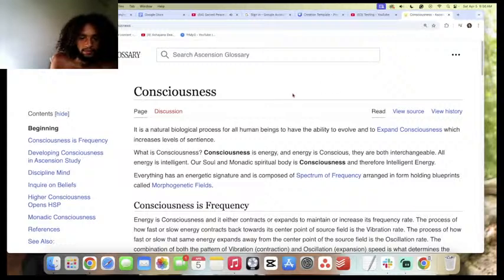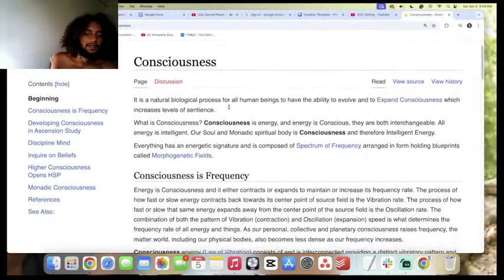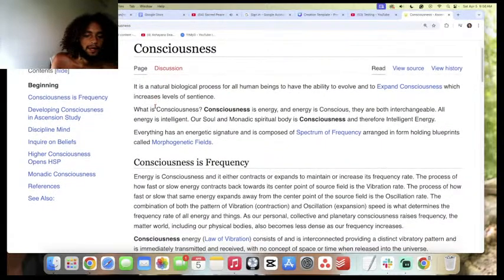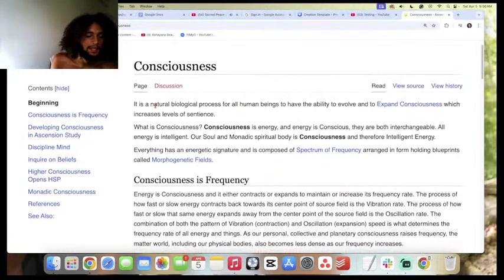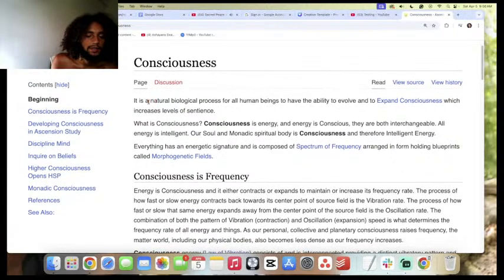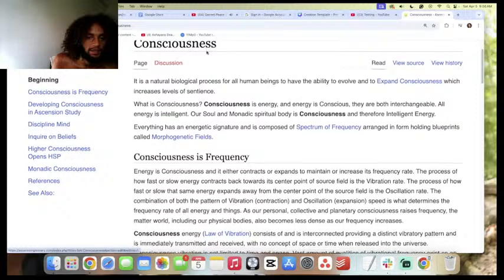Now, to speak about consciousness, right? This is what they got going on regarding consciousness. I don't know how much of this I'm going to read as I am live right now, so let's just begin. So consciousness, right?